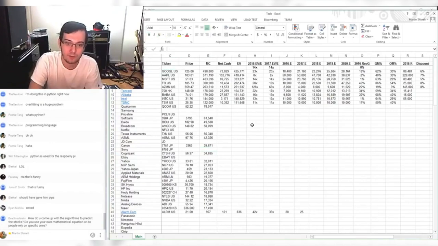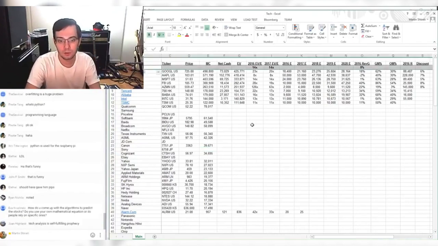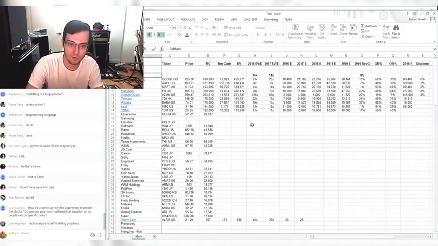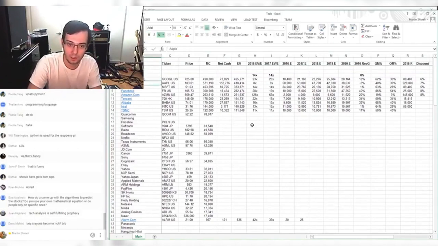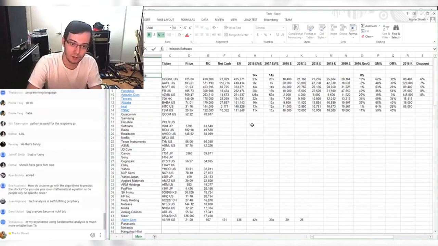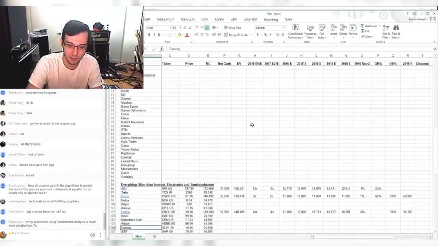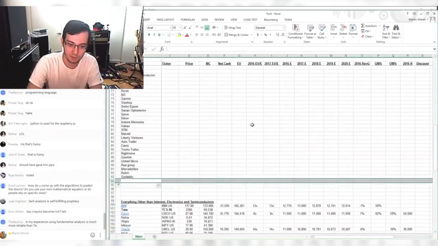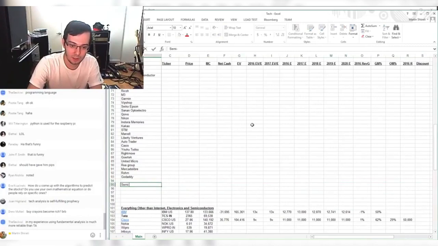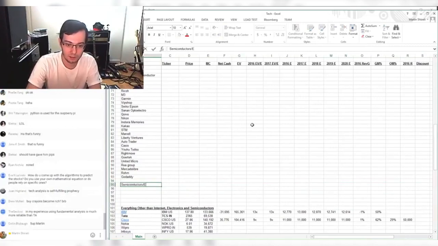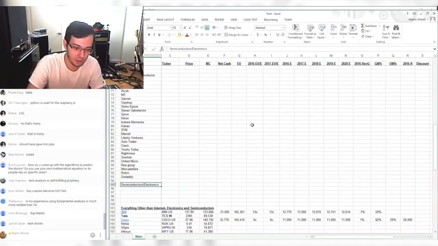Let's get into our sector stuff. I'm going to segment this even further. I know we were doing software or internet, so we're going to do this as internet/software, and then I'm going to make a separate semiconductors, electronics, consumer electronics group. I think they're pretty different.